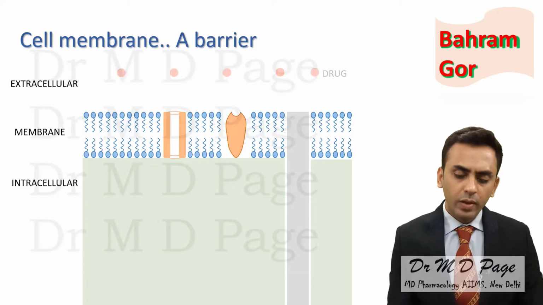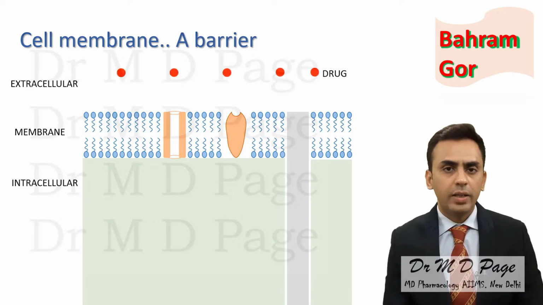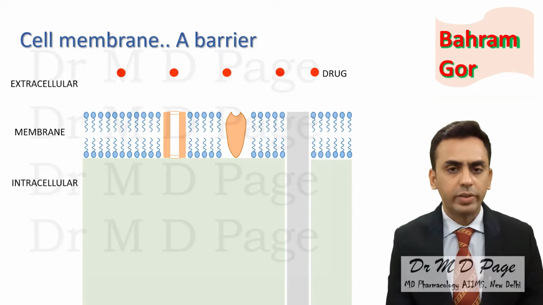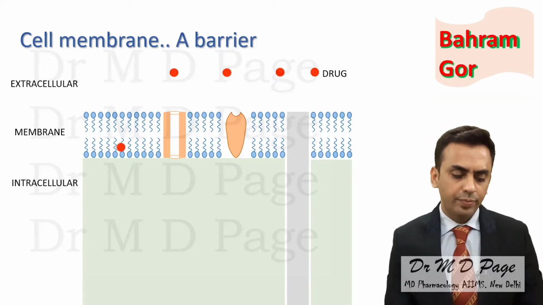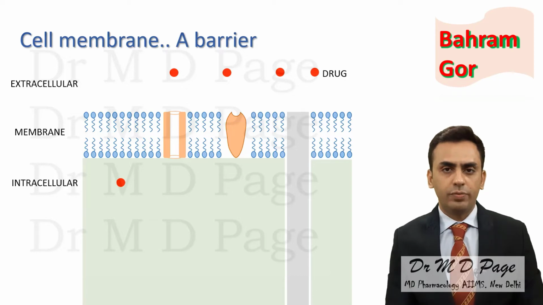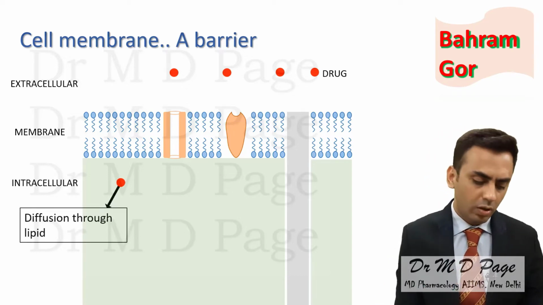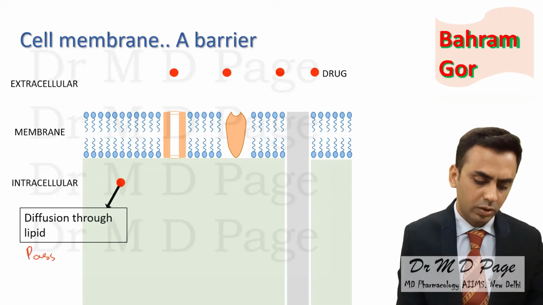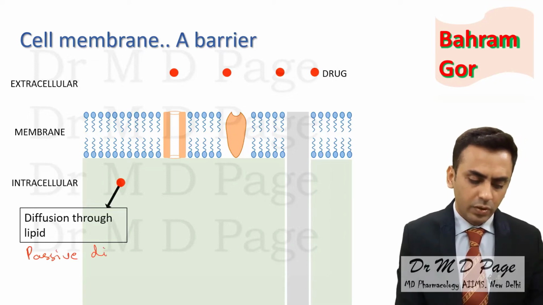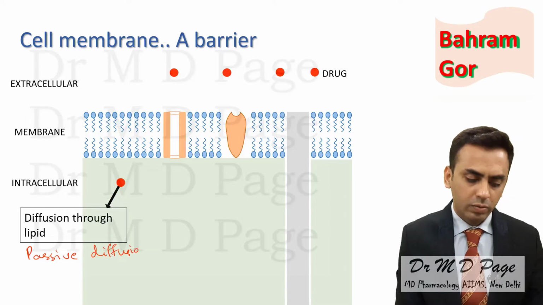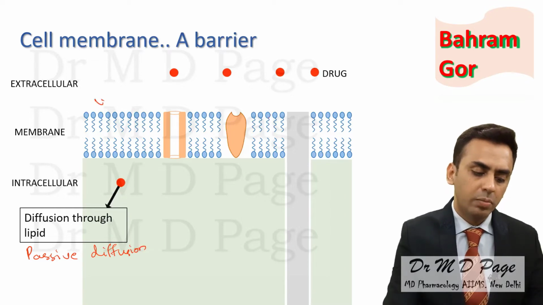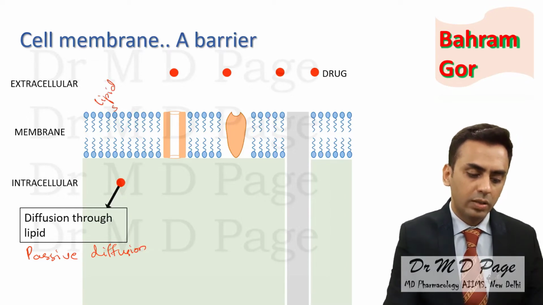Okay. Now consider this is a drug. A drug has to cross this membrane. It can cross in various ways. We'll see. First way is it can simply diffuse. This is known as diffusion through lipid, or it is also known as passive diffusion. For this, the foremost criterion is that drugs should be lipid soluble. Only lipid soluble drugs can diffuse through the membrane like this.